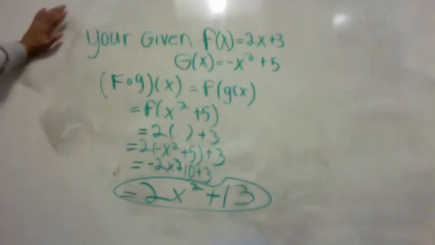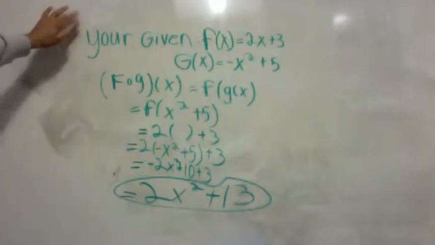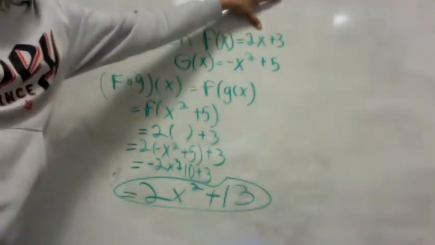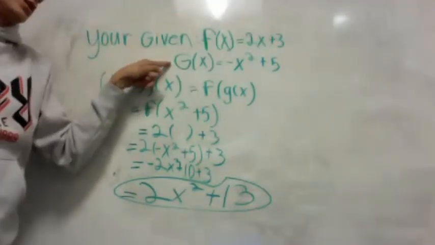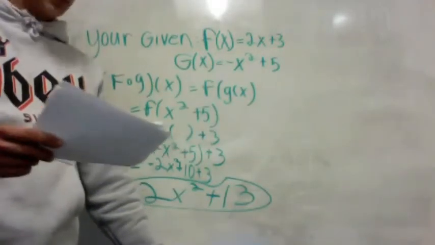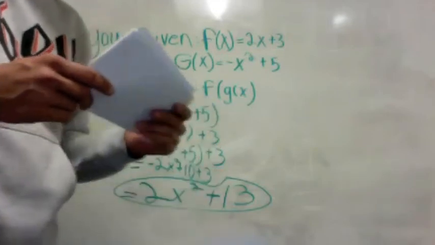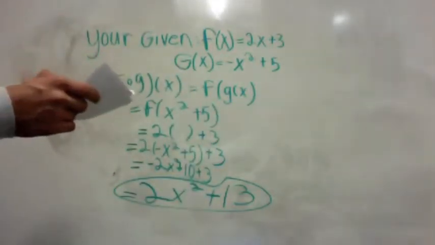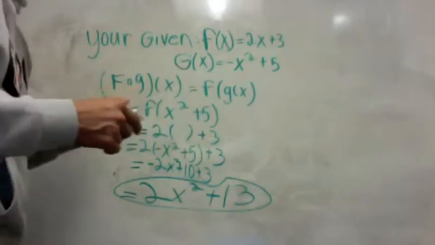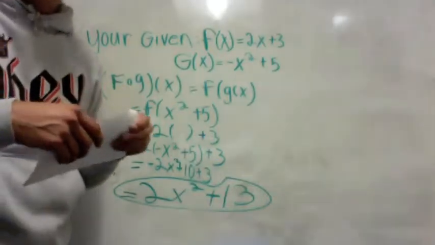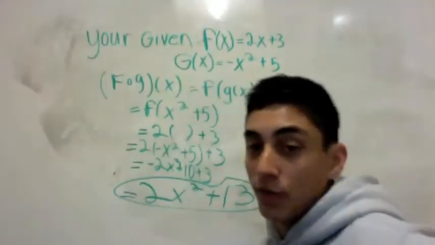So you're given two different equations. One of them being f of x equals 2x plus 3, and the second one being g of x equals negative x squared plus 5. You have to find f of g of x. So you have to find the formula that results from plugging g of x into the formula for f of x.